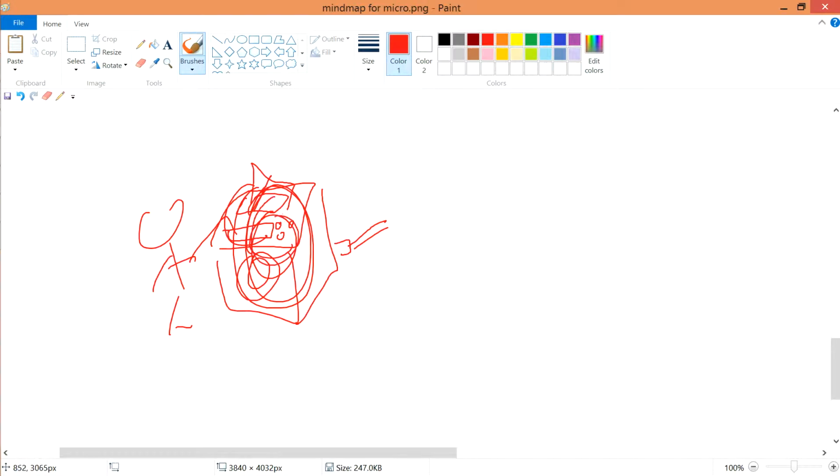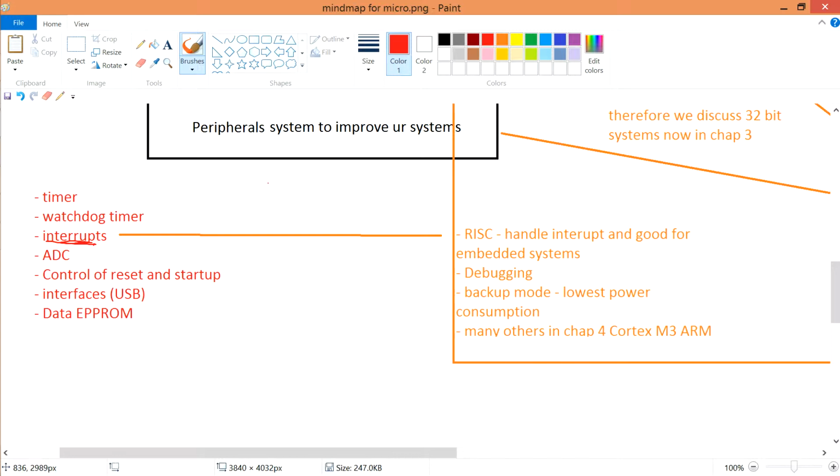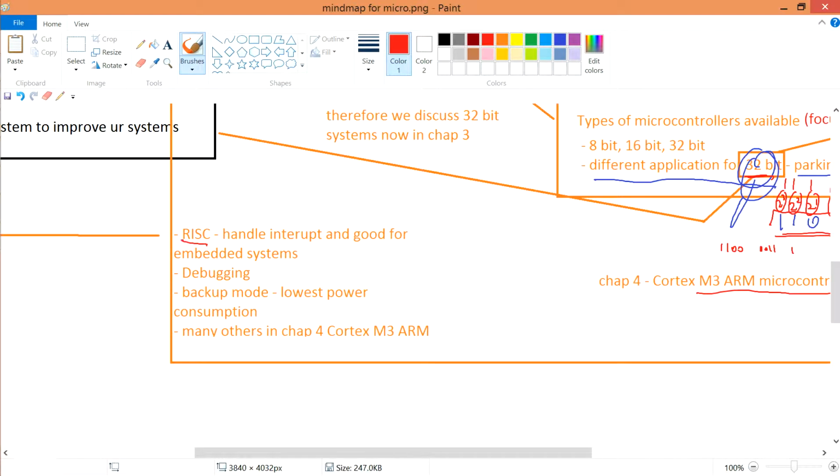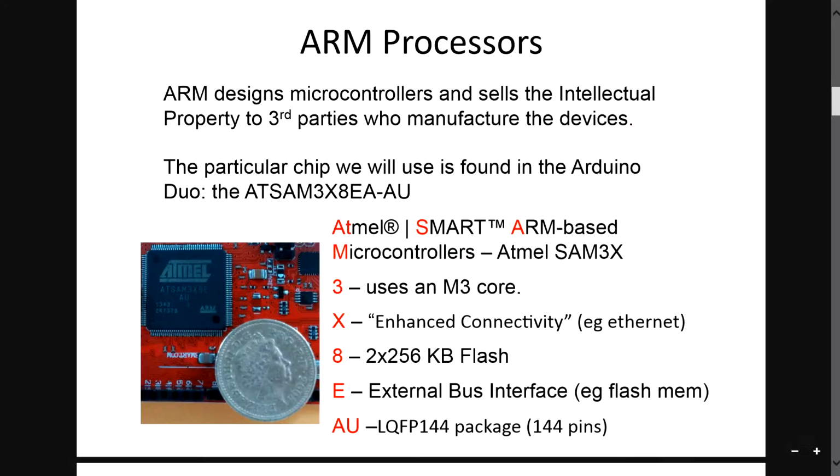So therefore, in this case, they always stop the system. And this is called interruption. We use RISC to handle interrupts, and it's good for embedded systems. What is that?